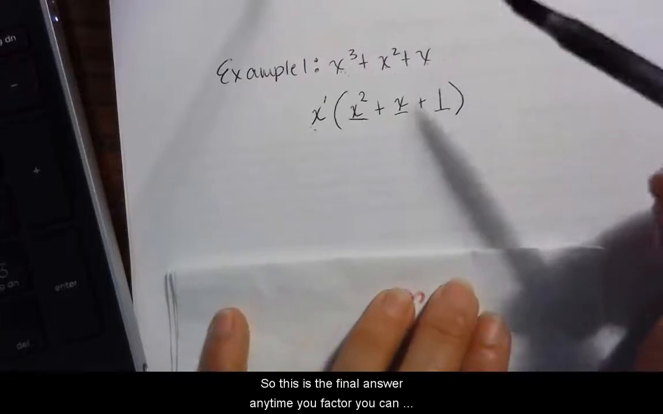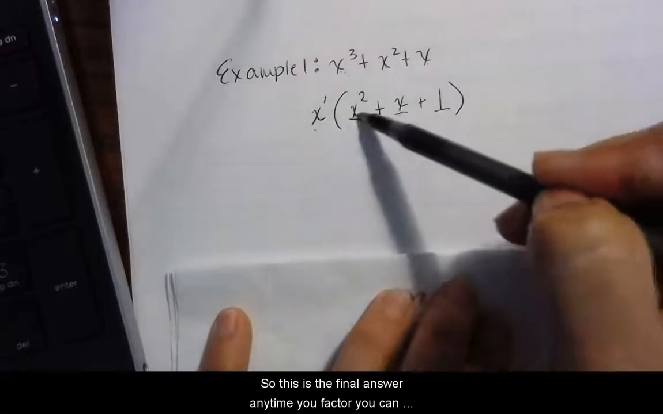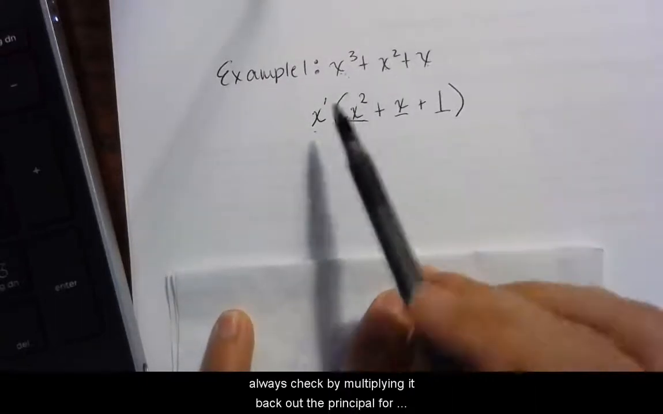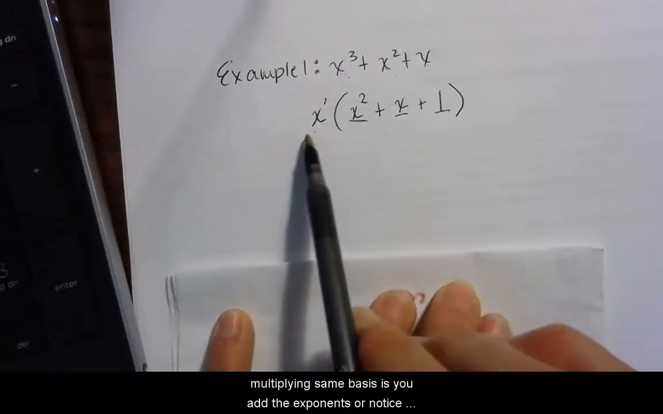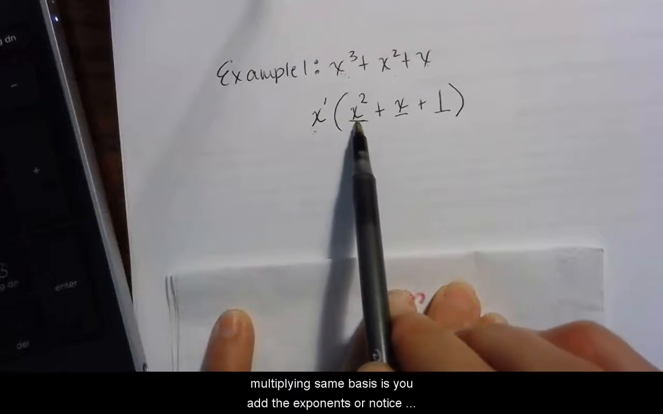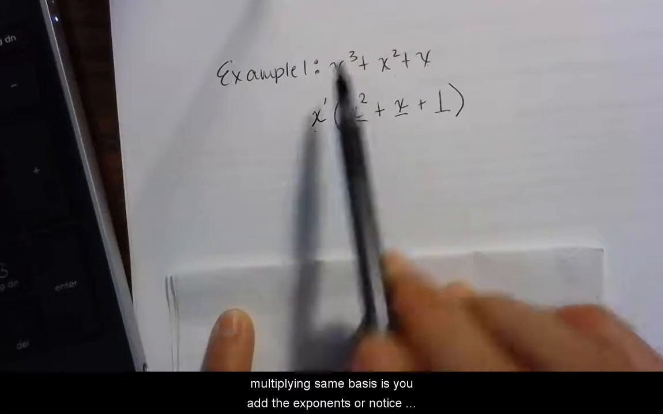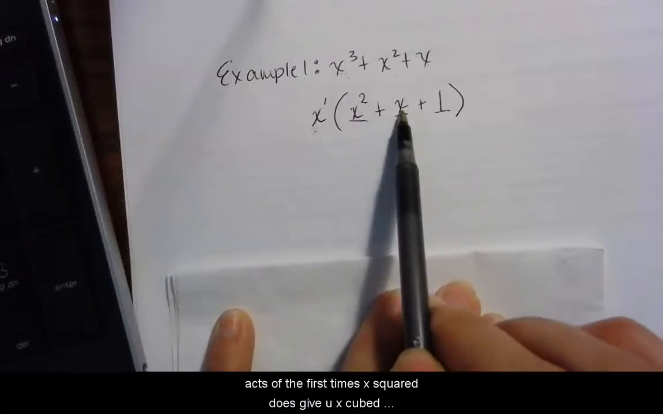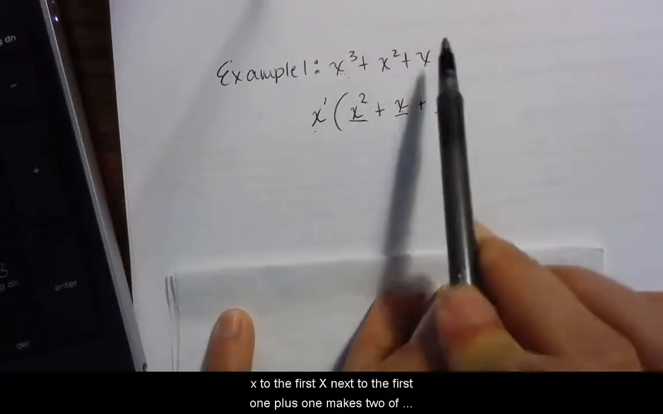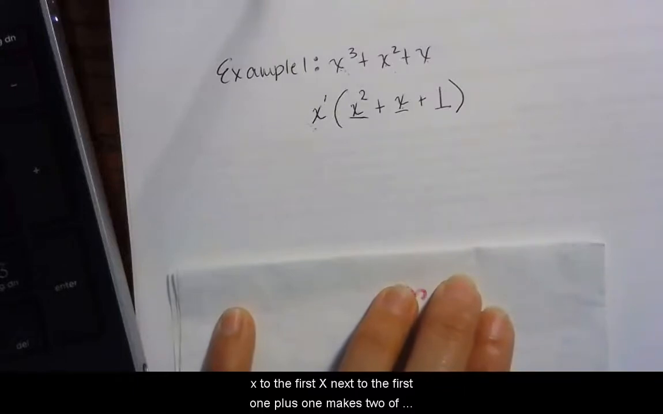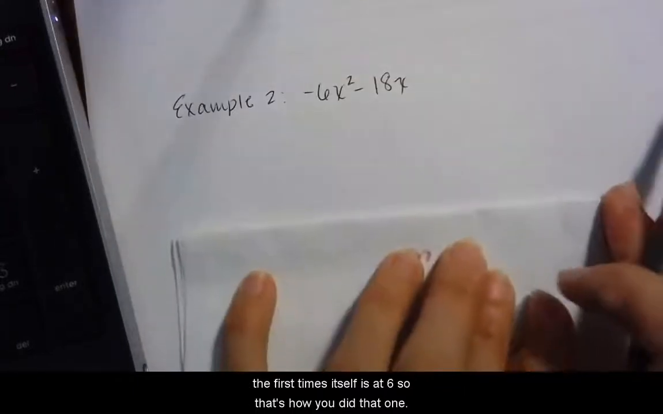Anytime you factor, you can always check by multiplying it back out. The principle for multiplying same bases is you add the exponents. So notice x to the first times x squared does give you x cubed. X to the first times x to the first, 1 plus 1 makes 2. X to the first times itself is x. So that's how you do that one.